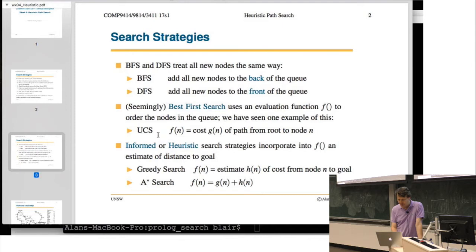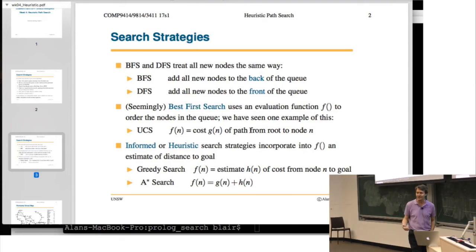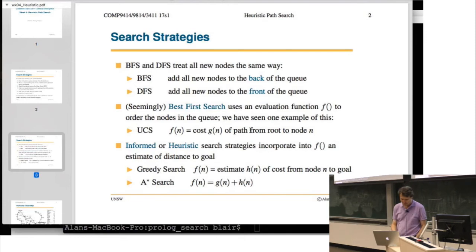Now, uniform cost search kept the nodes in order of the path length. So it's a little bit more sophisticated, but we still regard it as uninformed because it's only making use of information as how far you are from the start. It's not making use of how close you are to the goal.